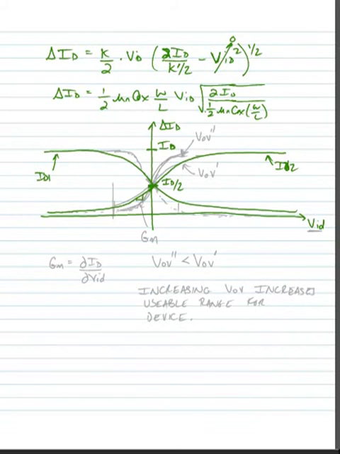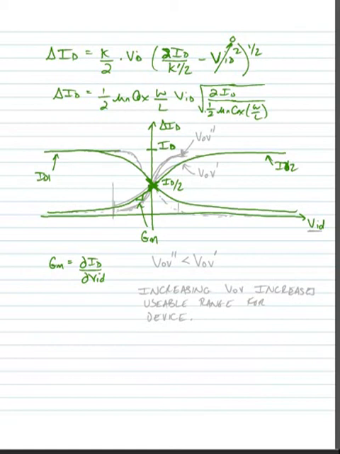And the slope of this curve is equal to big GM for our transistor. Now one thing that we might note is that GM is equal to delta ID by delta VID, and its maximum is right at the 0 crossing, so the maximum occurs in here. And the other thing is that this slope is dependent upon the overdrive voltage for the transistors.